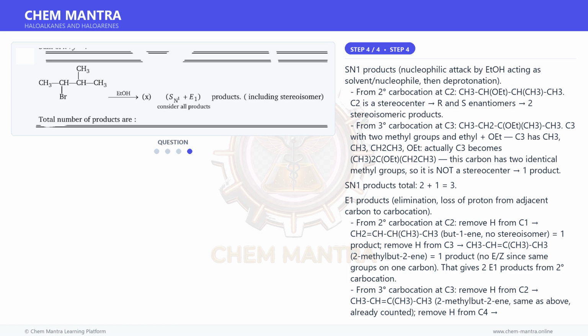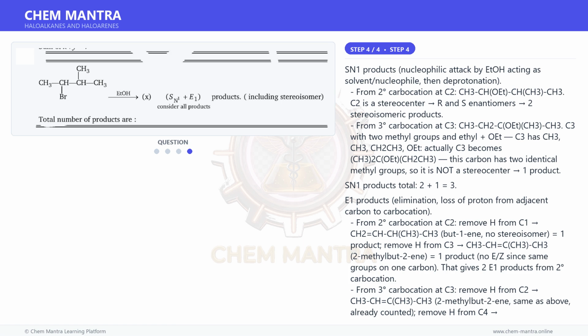From the tertiary carbocation at C3, CH3-CH2-C(OH)(CH3)-CH3. C3 has CH3, CH3, CH2CH3, and OH. This carbon has 2 identical methyl groups, so it is not a stereocenter: 1 product. SN1 products total 2 plus 1 equals 3.